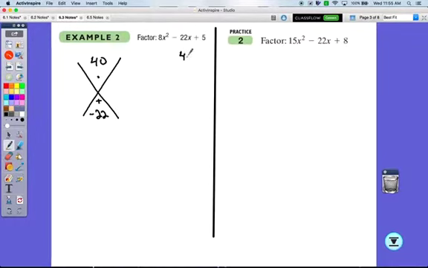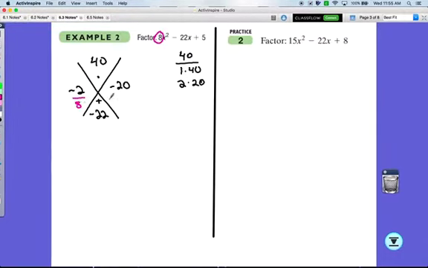If I think about the factors of 40, 1 times 40, 2 times 20. There's more, but you notice here 2 and 20 would add together to give me 22. But to give me negative 22, I just need a negative 2 and a negative 20. Because negative times negative is the positive 40, and negative plus negative gives me the negative 22. Then I come back through, and I remember my a was 8, so I divide by 8.